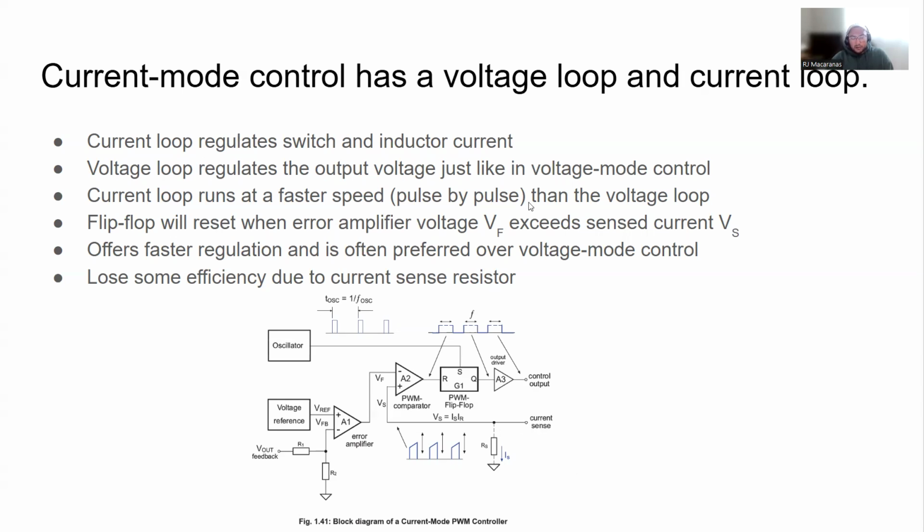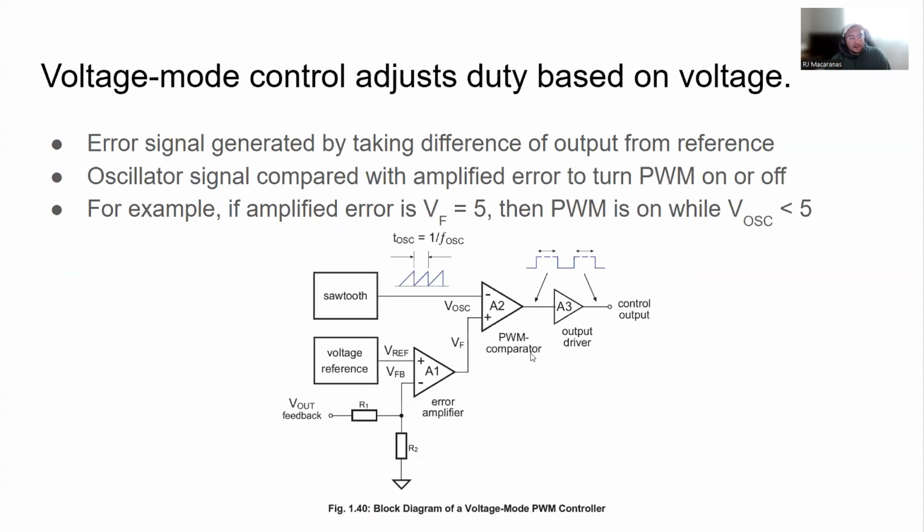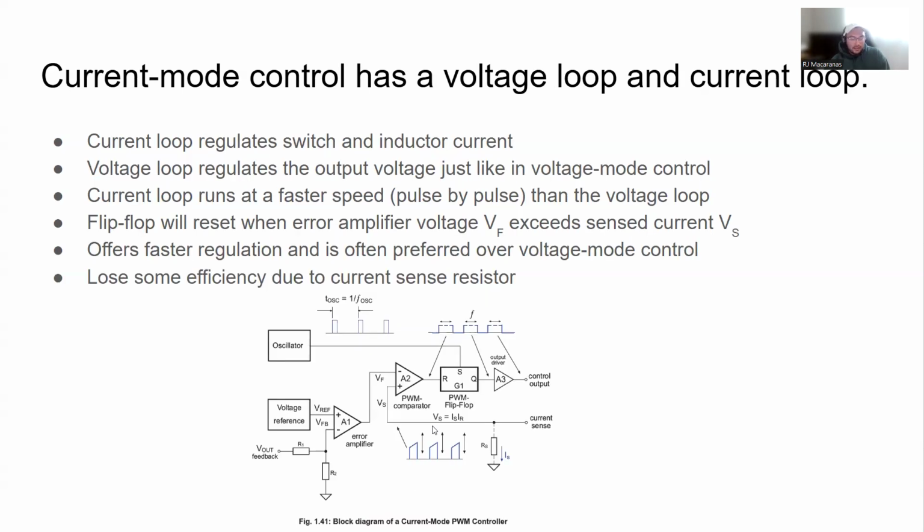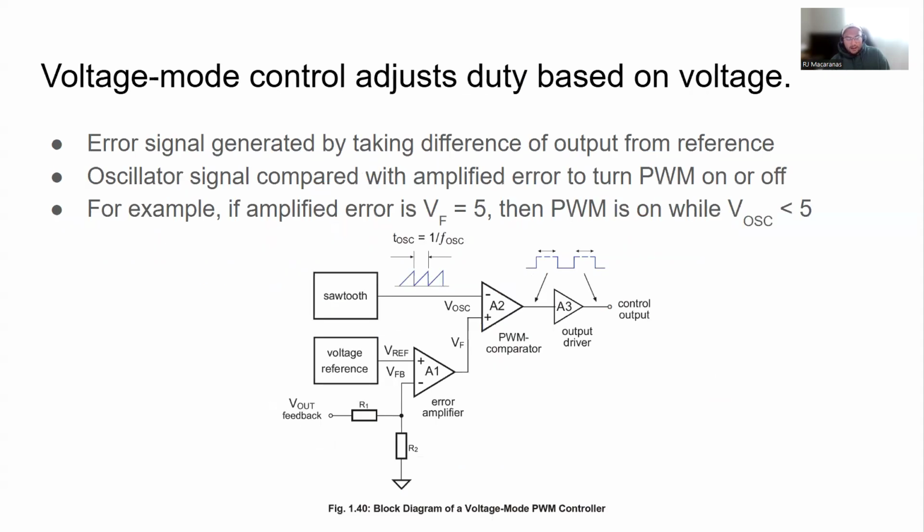And so current mode control is a little bit faster than only having voltage mode control. Because there we're just looking at the output voltage, but here we're actually looking at the switch current, which is being adjusted every single time the PWM signal goes off. So this is occurring at a much faster rate compared to the output voltage, which is just slowly reacting to the change in the load current.